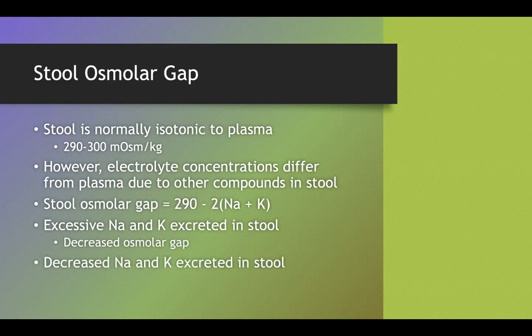What if you had decreased sodium and potassium excreted in your stool? So let's say you had low sodium and low potassium in your stool, and let's say this number, I don't know, added up to like 150, this whole number. So 290 minus 150 would be 140, which is actually a pretty high osmolar gap. So you can see the stool osmolar gap is going to be essentially the reverse of how much sodium and potassium you actually excrete in your stool.